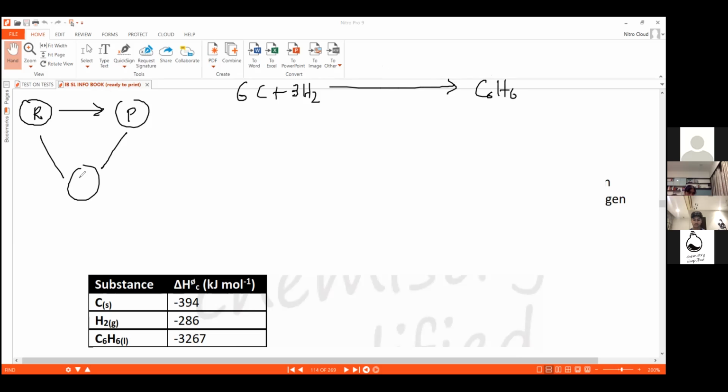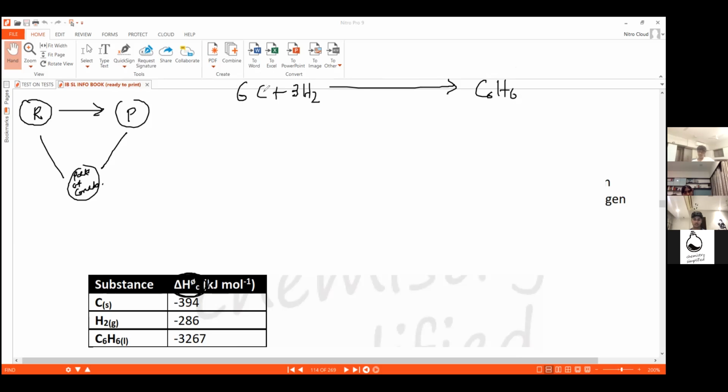Now again the question, what should I write in the third corner? So listen to this carefully again. When you are using combustion values, the third corner will be products of combustion. Whose combustion? Of the reactants and the products.